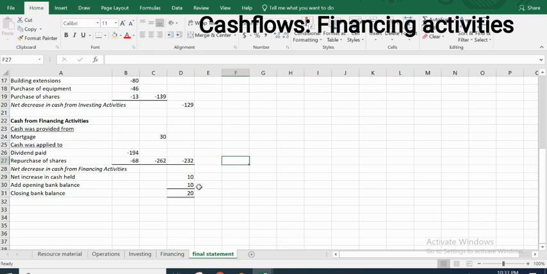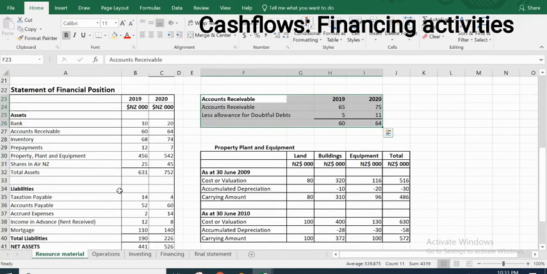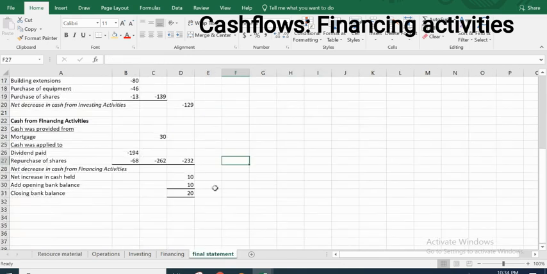We add that to our opening bank balance, which is also 10, and that will give us our closing bank balance of 20. And we can do a check there against our bank under our assets and see how its opening balance was 10 and its closing balance was 20. So it's a little bit of a cross-check. Hopefully all work out. If it doesn't work out, it's a signal that you've done something wrong, but it could be one thing wrong or it could be 10 things wrong, but you'll need to go back and investigate.